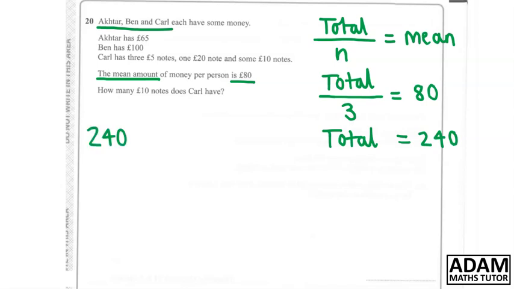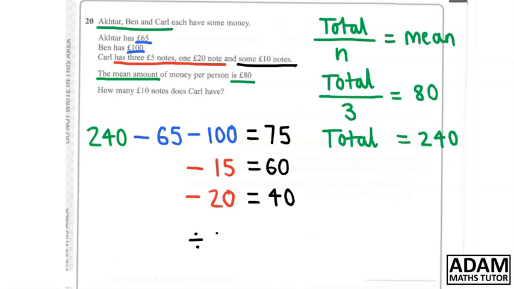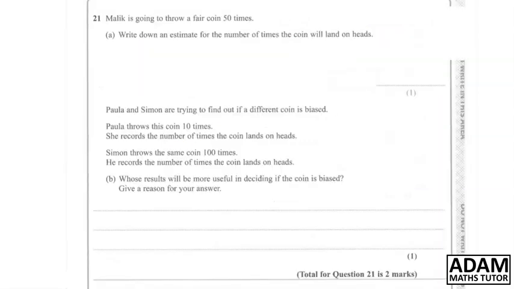Once I know this, I can take away the amounts of money which Akhtar has. So Akhtar had £65, so take this away. And also Ben had £100, so I can take this away as well. And that gives me £75. I can also see that Carl has 3 lots of £5, which is £15, so I can take that away. That's £60. And I can also see that he had 1 £20 note, so I can take this away, which is £40. And the rest of the money was made up by the £10 notes which he had. So I just need to divide by 10, and that will tell me how many of the notes he had, which is 4.